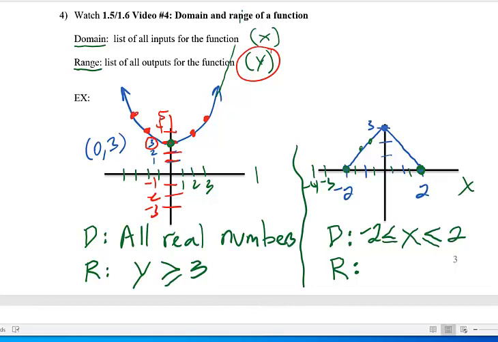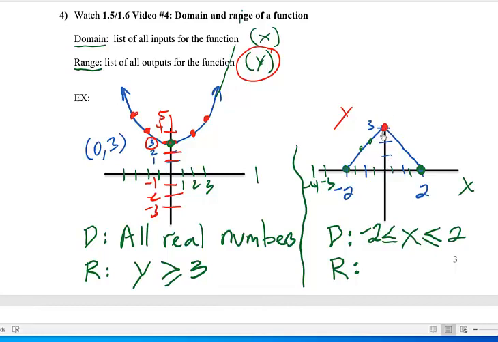Okay, so how about the range? Well, now I have to change gears. I'm not thinking sideways anymore. I'm thinking strictly up and down. I don't have arrows, so it definitely doesn't go on forever. What is the highest y value on the blue graph? Well, of course, it's right here at 3.